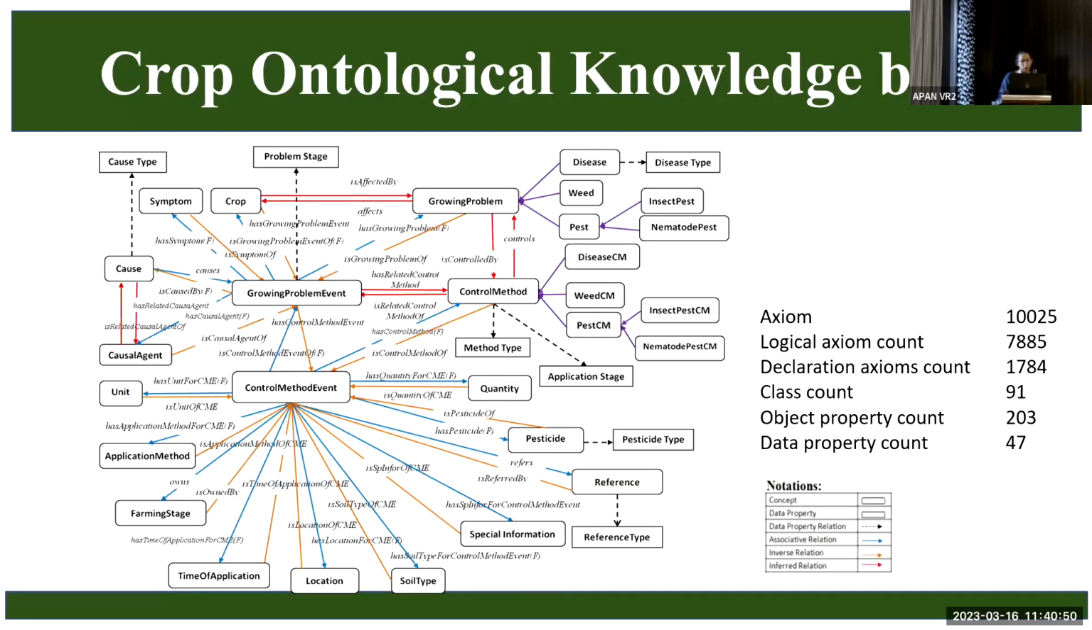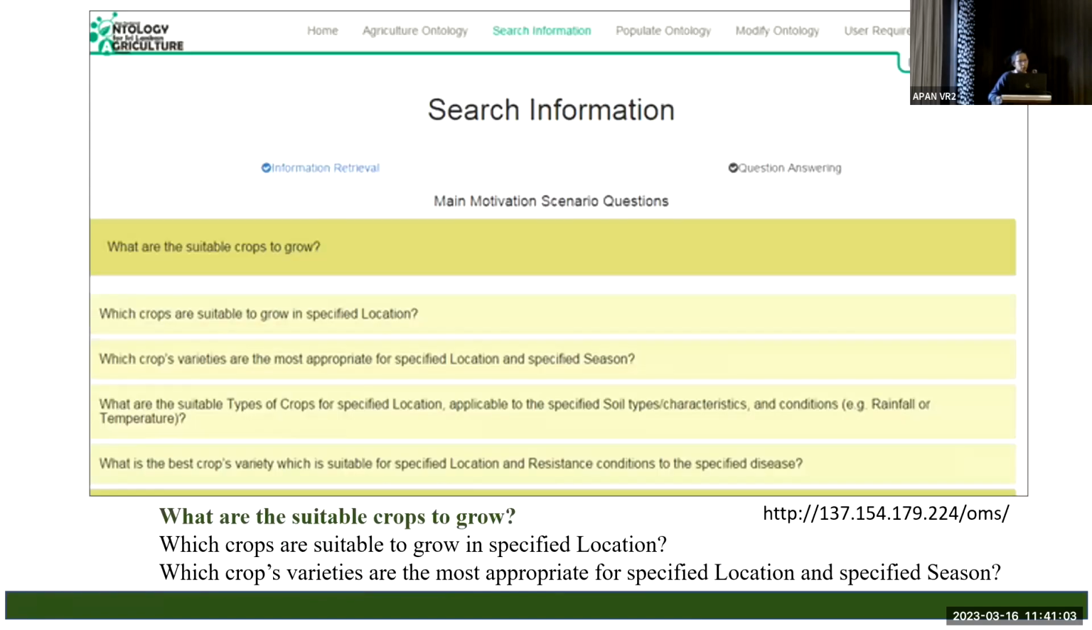Up to now this knowledge base contains around 10,000 axioms, 7,000 logical axioms, 91 classes, and likewise data properties. Apart from our application, this is for researchers and anyone interested in accessing our knowledge base. They can access it via this web page. They can access knowledge by querying using SPARQL, which is the language used to query the knowledge base, or by typing natural language questions.